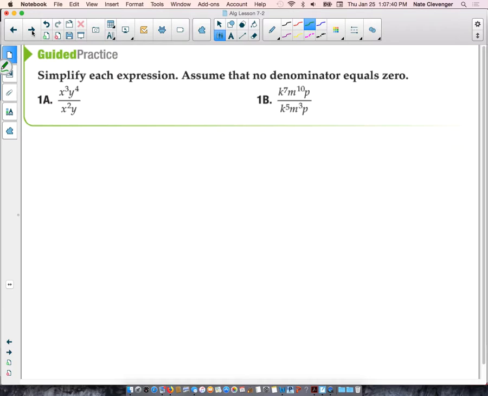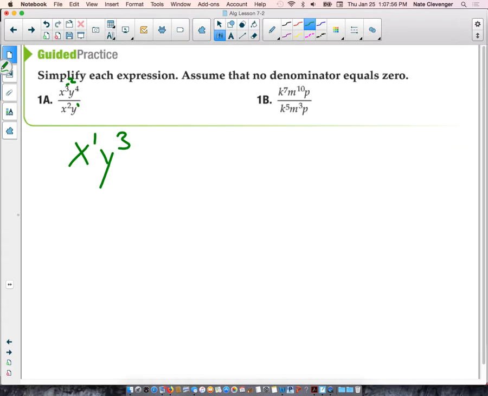Pretty simple stuff. Subtract the 2, this is x to the first on this x. Okay, we'll get to that one. So on this one, then we have y to the third. Everybody good with that?